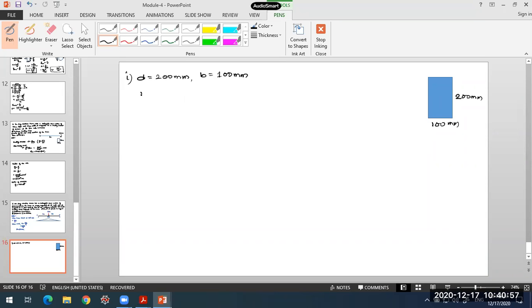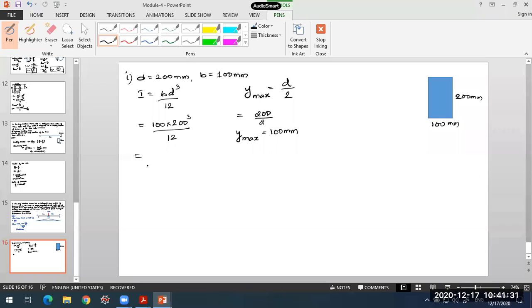In this case I will be equal to BD cubed by 12. So this will be 100 into 200 cubed upon 12. This is what our I value will be equal to. What about Y max? Y max will be equal to D by 2. For a rectangular section, it is D by 2, which is 200 by 2, so Y max comes out to be 100 mm.